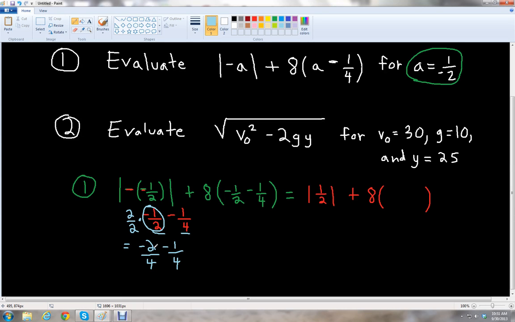And so adding the numerators together, we get negative 2 minus 1 is negative 3 all over 4. Okay, so we're going to get negative 3/4. So the next step is to take the absolute value of 1/2. So absolute value is the distance the number is from 0. And so the absolute value of 1/2 is just 1/2.